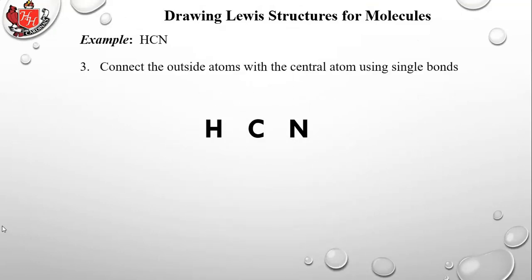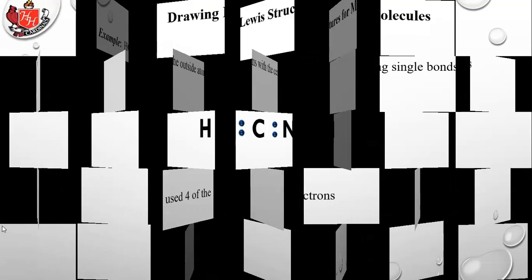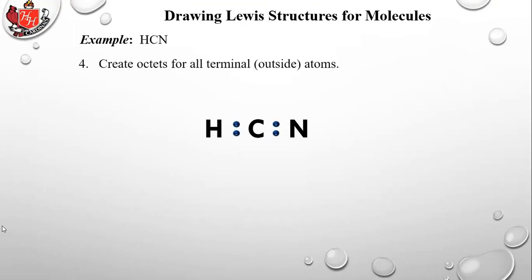So connect the outside atoms with the central atom using single bonds. Okay, so there we go. We just did that. So we've used 4 of the 10 electrons that we have to account for. Create octets for all terminal outside atoms. So hydrogen already has a full octet because it has 2 electrons and that's all it can hold in its first orbital. But we can put an octet around nitrogen.